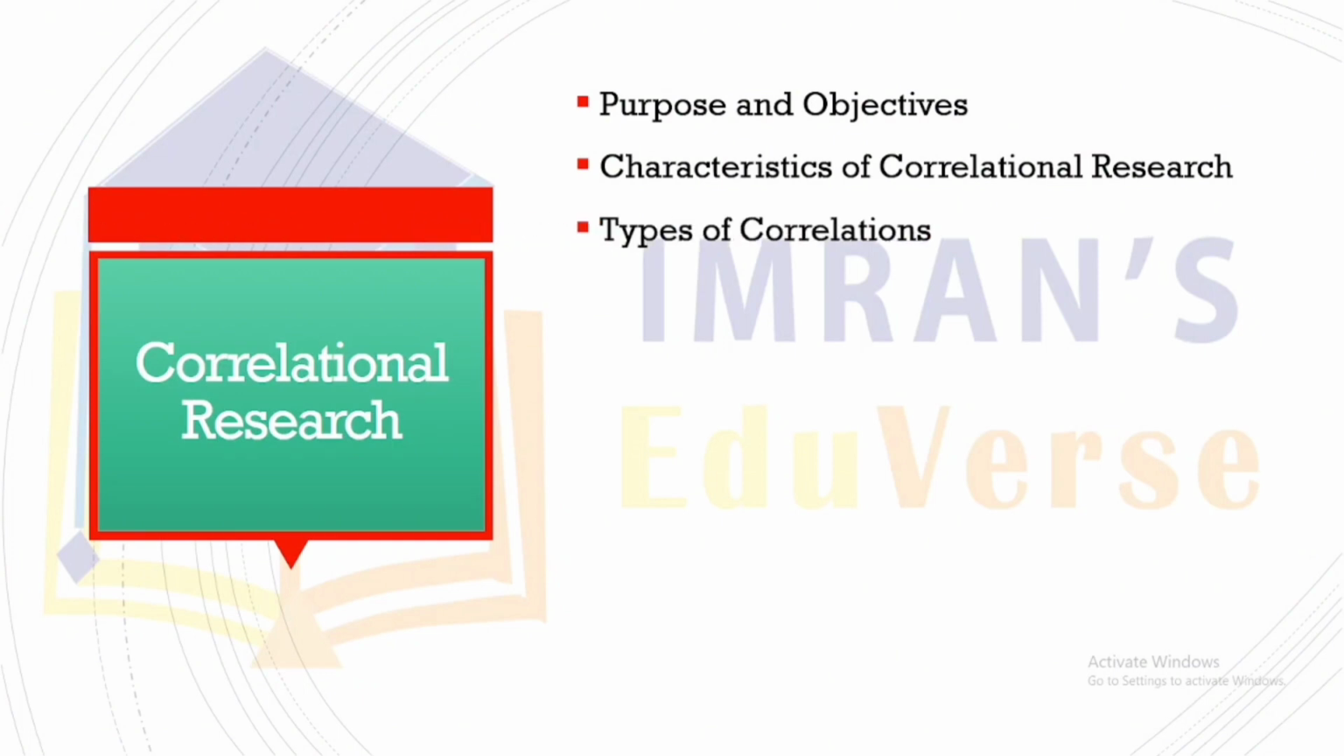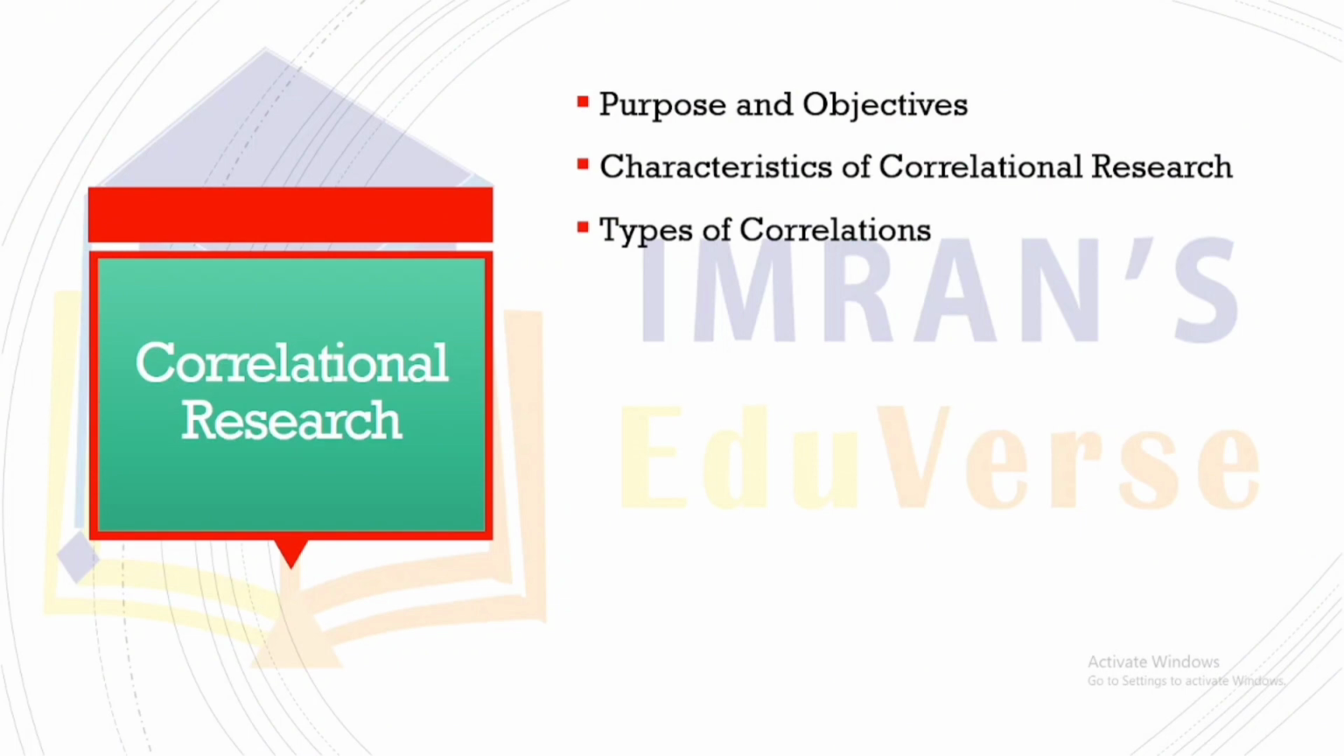These are some of the most important types of correlation. Positive correlation. As one variable increases, the other variable also increases, or as one decreases, the other decreases. Negative correlation. As one variable increases, the other variable decreases, and vice versa. Zero correlation. There is no discernible relationship between the variables.